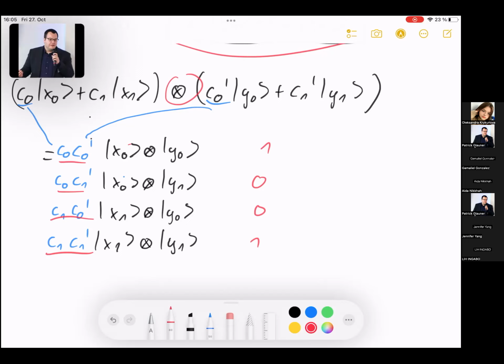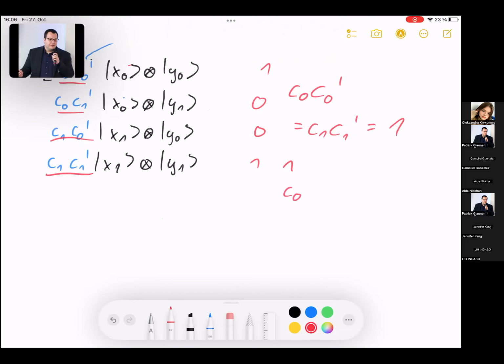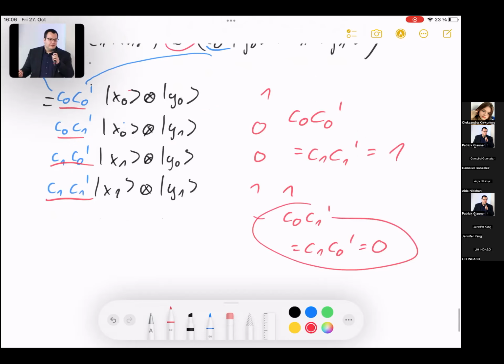So that one is something we would have to be able to solve. I'll write it down. We would have to write C0 and C0 prime must be the same as C1 and C1 prime. This must be 1. Plus the second condition is that C0 and C1 prime must be the same as C1 and C0 prime, which must be 0, because those are the two other parts.